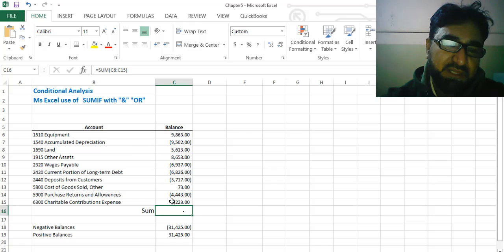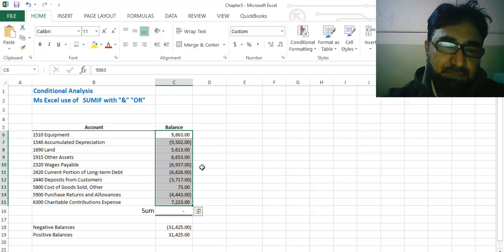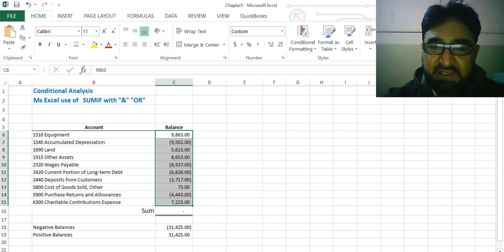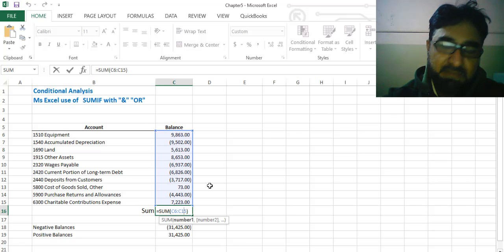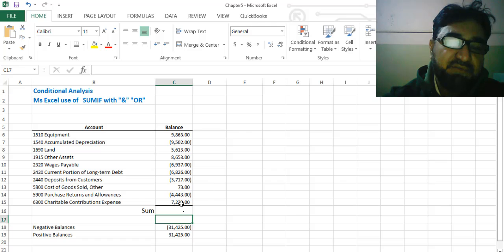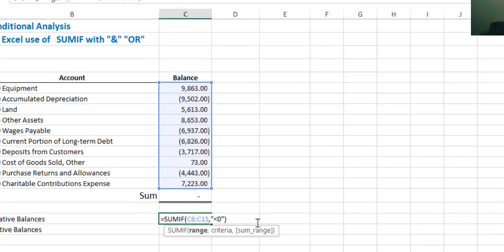and if we total this, the answer is 0 because the negative and the positive values are the same. There isn't any result. Look at this, the sum is 0. But if you still want to know what is the total of the negative value and what is the total of the positive value, you can use this formula.